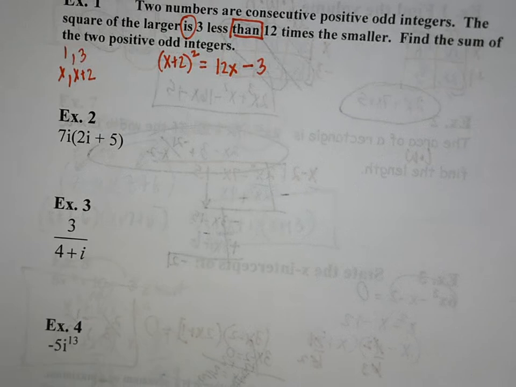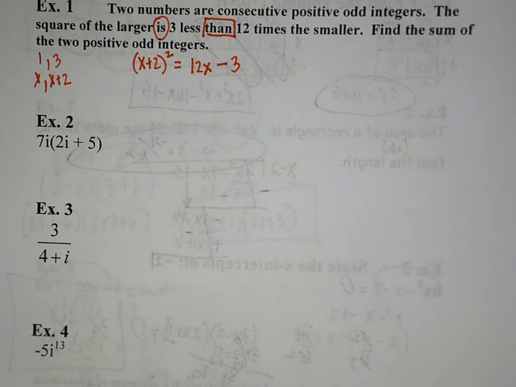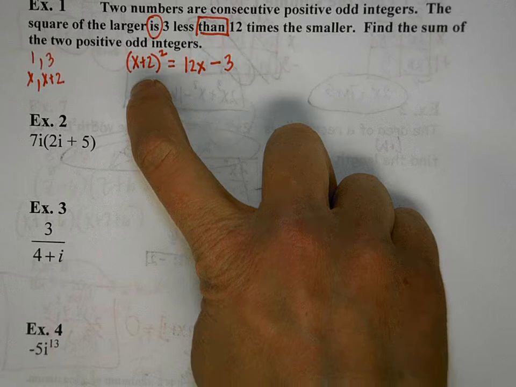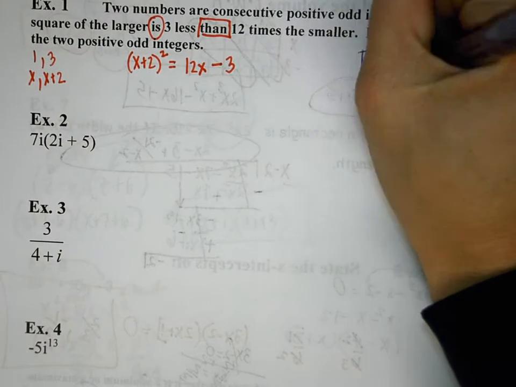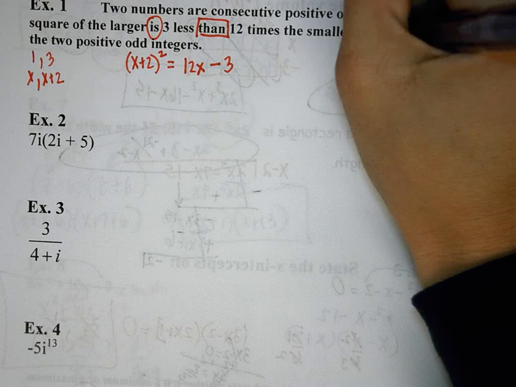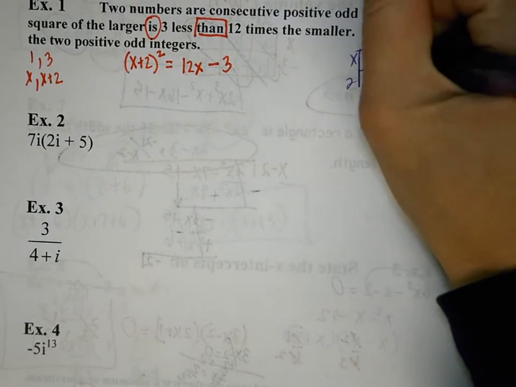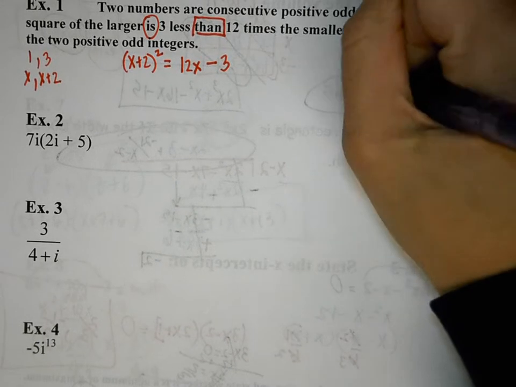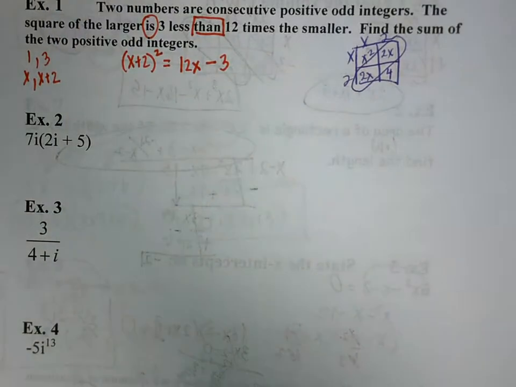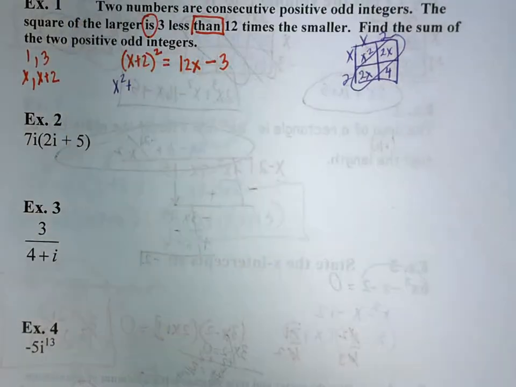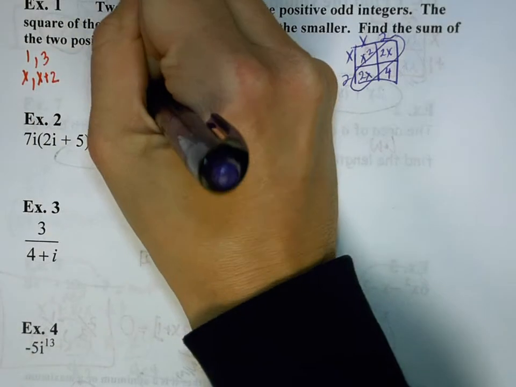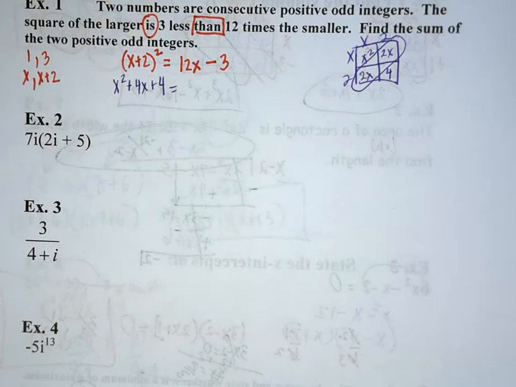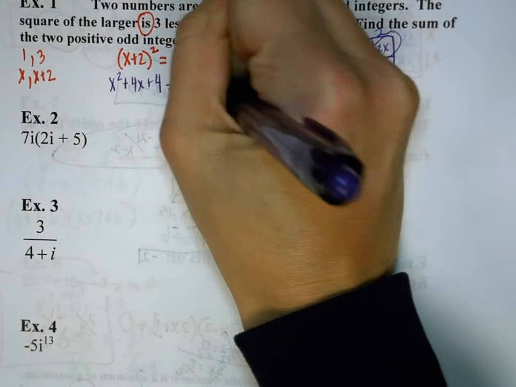Okay, and then it asks us to find the sum of the two positive odd integers. So we first need to find what the integers could be. How will I do that? Good, you first need to multiply this out, and you can use the box method if you want to. So to the side, I'll go ahead and do that. So we have x and 2 and x and 2. When we multiply, we get x squared, 2x, 2x, and 4. Those are our like terms. So that means that x plus 2 squared is actually x squared plus 4x plus 4. And that equals 12x minus 3.